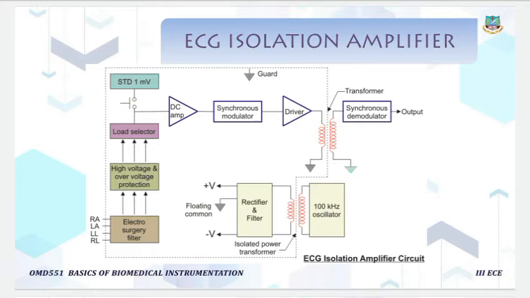The perfect shielding of the isolated pre-amplifier circuit in a separate case enables us to achieve a high common mode rejection ratio. These are all about the ECG isolation amplifier. The output of this isolation amplifier is given as the input to the power amplifier that we used in the ECG block diagram that we studied.